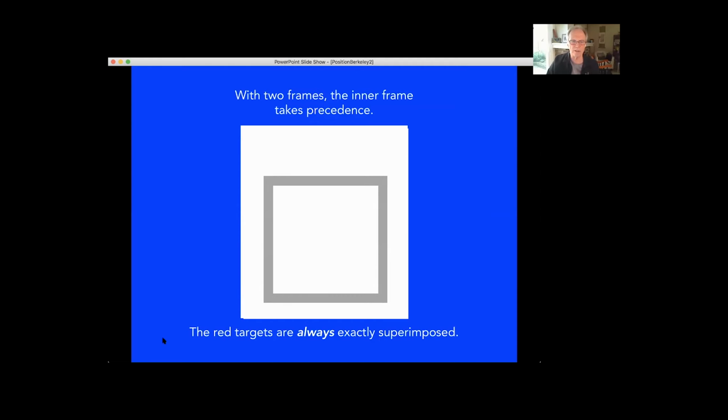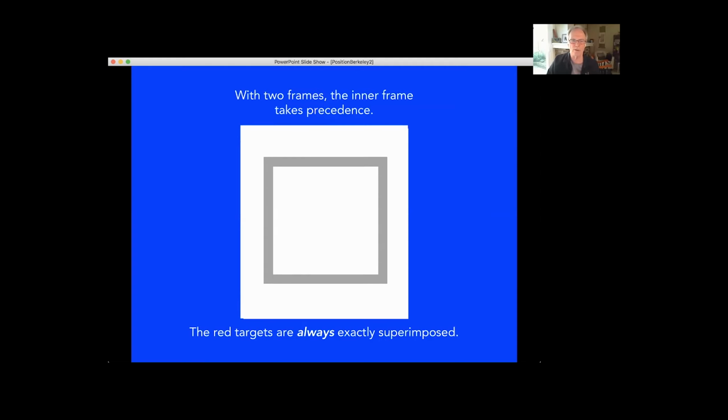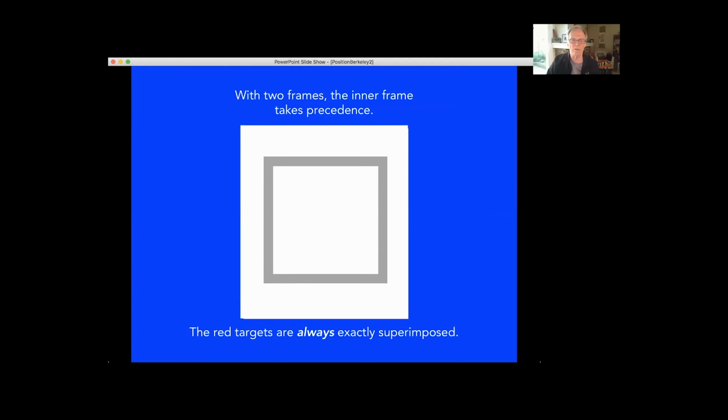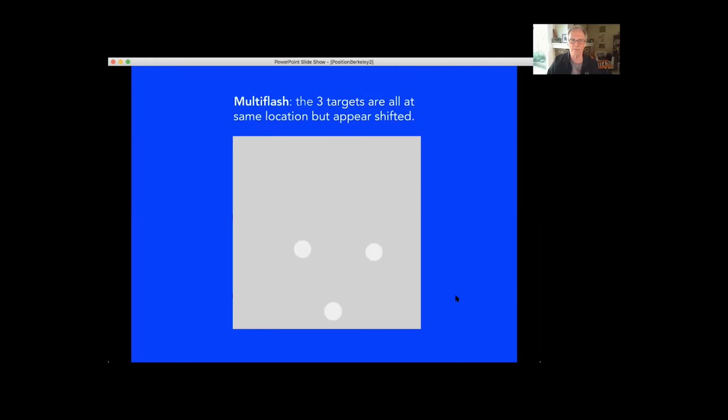Here's something that Stuart added that's quite nice, asking if you have two frames, which one rules? Well, I think you can judge as it is. The two red dots are always in the same location, but they may seem vertically offset when there's only that vertical motion, but when you put the two of them together, I only see horizontal offset. So the inner frame rules.